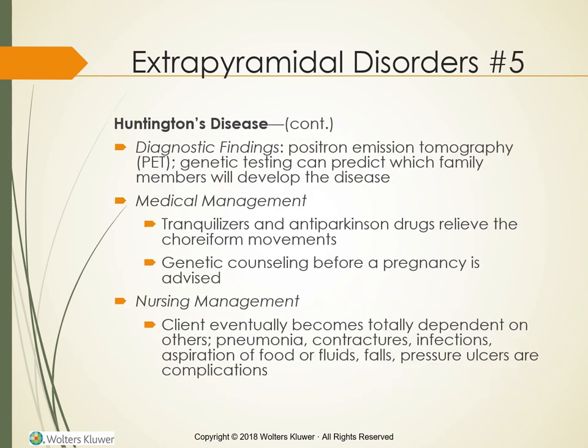In review, diagnostic findings would include the PET scan. Genetic testing can predict which family members will develop the disease. Medical management: tranquilizers and anti-Parkinson drugs relieve the choreiform movements. Genetic counseling before a pregnancy is advised. Nursing management: the client eventually becomes totally dependent on others. Risk for pneumonia, contractures, infections, aspiration of food or fluids, falls, and pressure ulcers are complications, as well as depression and suicide.